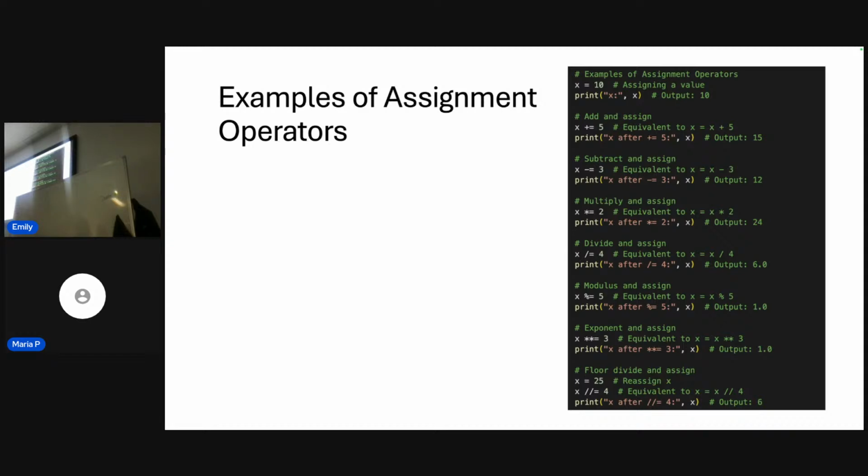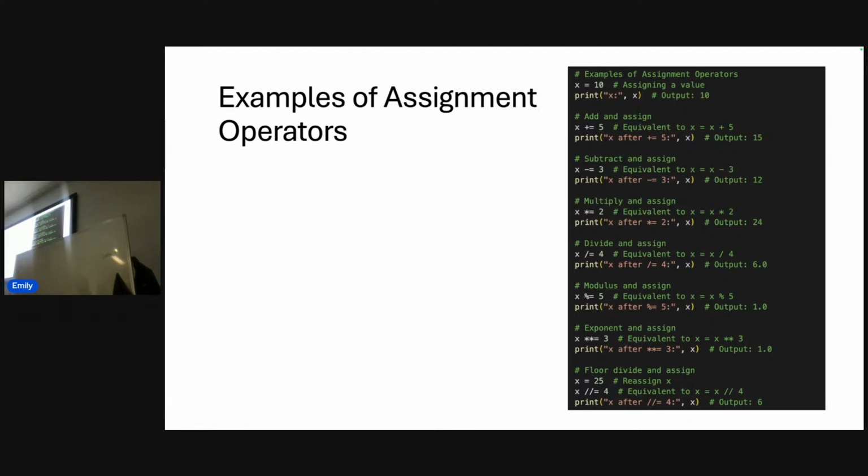15, minus equals, we're doing x minus equals 3. Now x takes on the value of 12. x star equals 2. Now x takes on the value of 24. x divide equals 4, now takes on the value of 6. So I'm doing operations and changing the value of x using assignment operators. So x is updating and changing throughout this code.